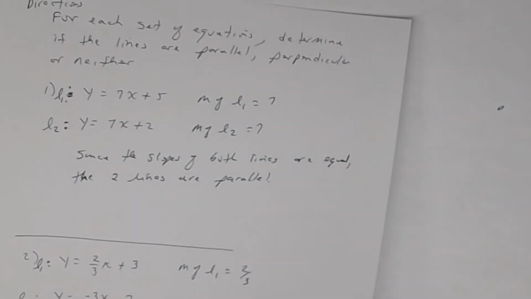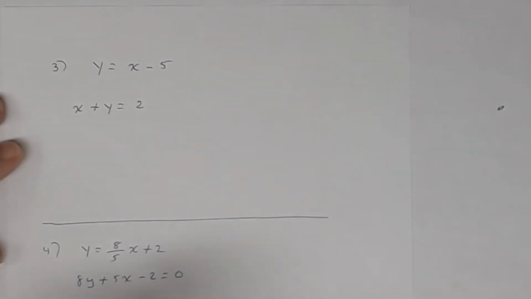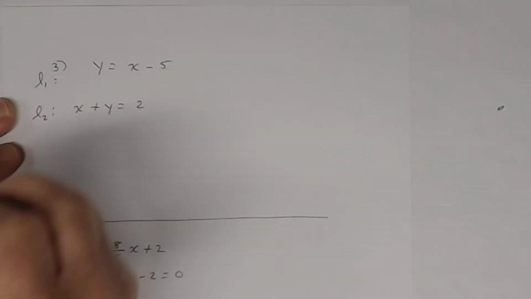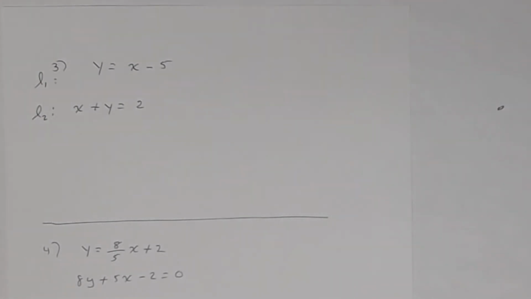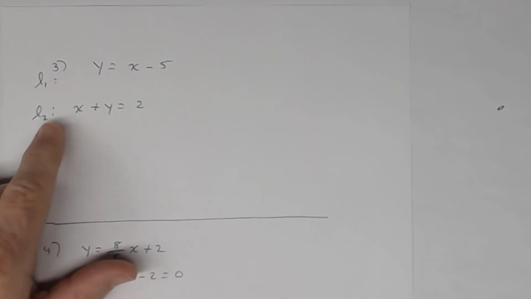All right, let's look at number 3. So in number 3, we have this. Let's call this line 1 and this line 2. What do you notice about one of those equations? One of those, the equation of the lines, in particular line 2.